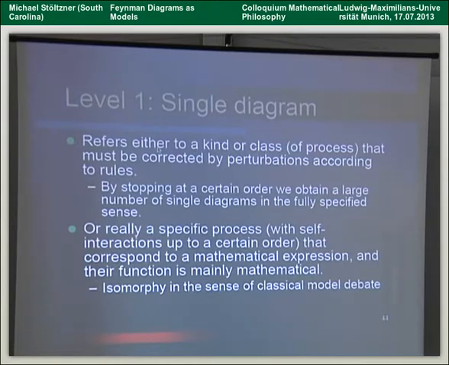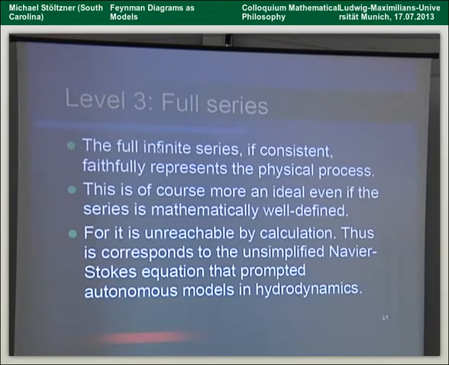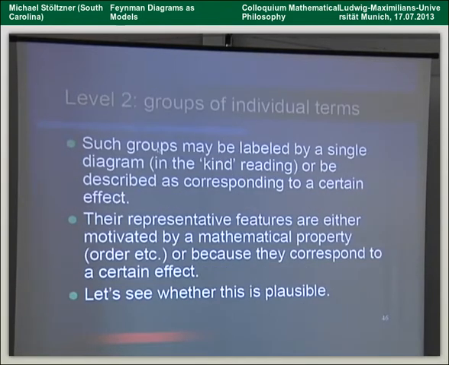A model is some relation of isomorphy between the model and something, which is here a mathematical term. You see, that's the math leg here. The full series is this, that's perfect. That's the physical process, but I can't get a hand on it. Okay, that's why I do this Morrison and Morgan theory, because it works well if we have a theory, but we have no idea what to do with it. Yeah, so it's unreachable by calculations.